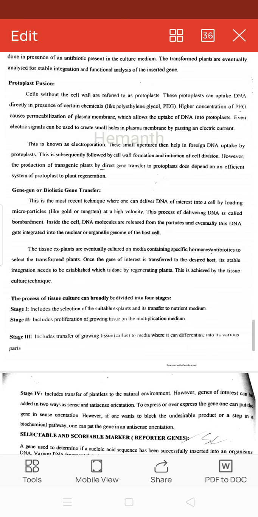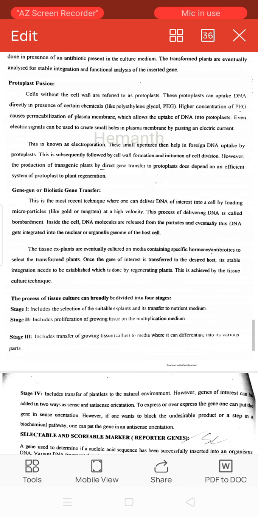The first stage includes the selection of suitable explants and their transfer to nutrient medium. The next stage includes proliferation of growing tissue on the multiplication medium. The third stage includes transfer of growing tissue to media where it can differentiate into its various parts. And the fourth stage includes transfer of plantlets to the natural environment.